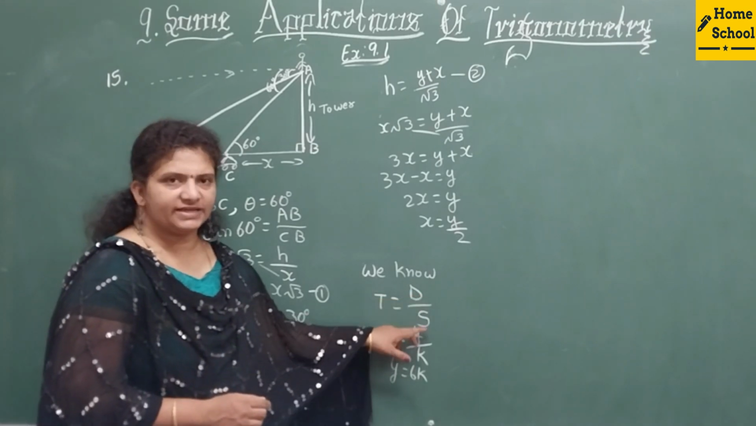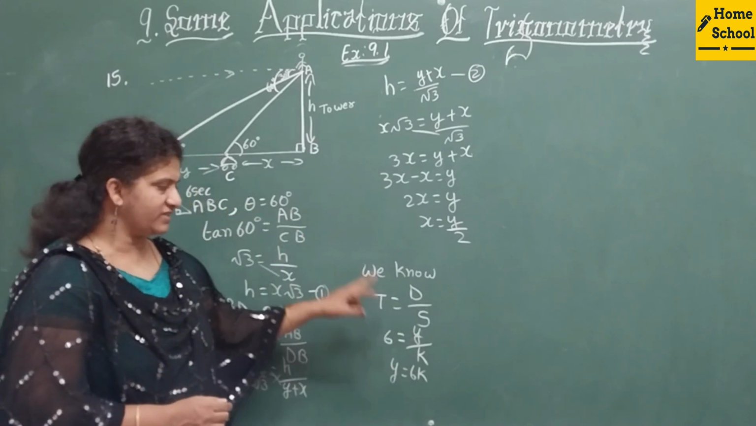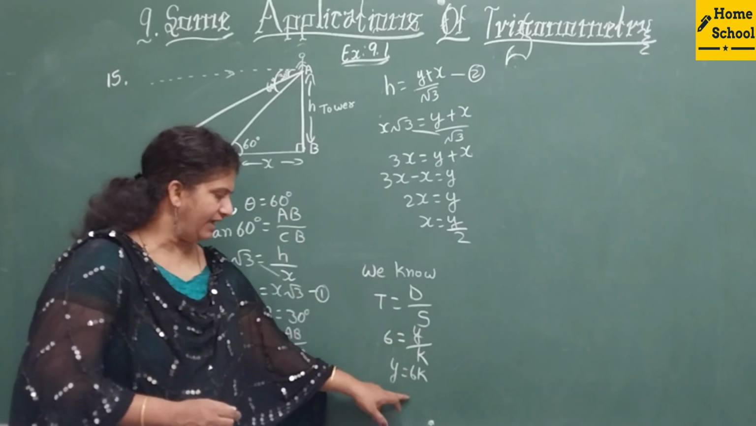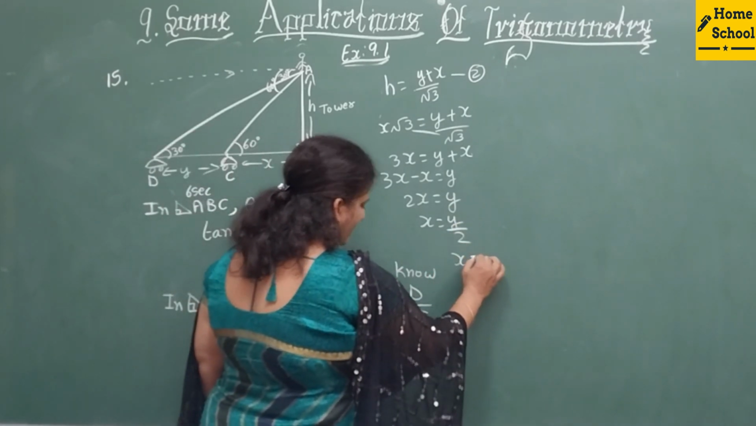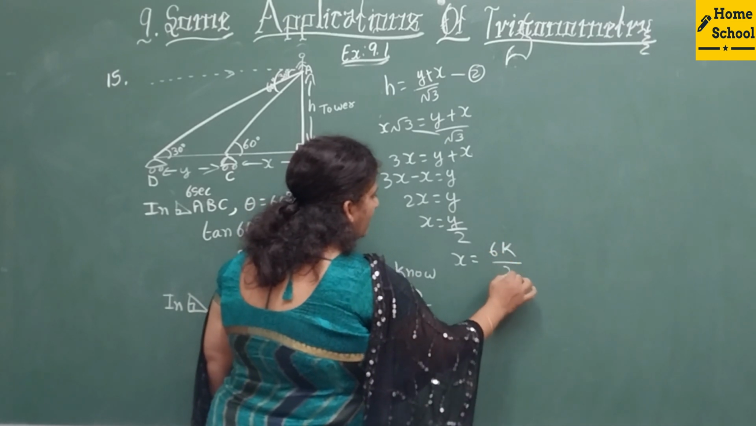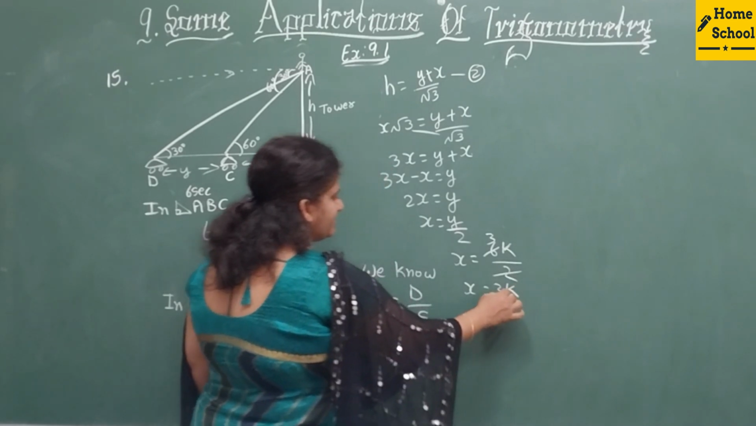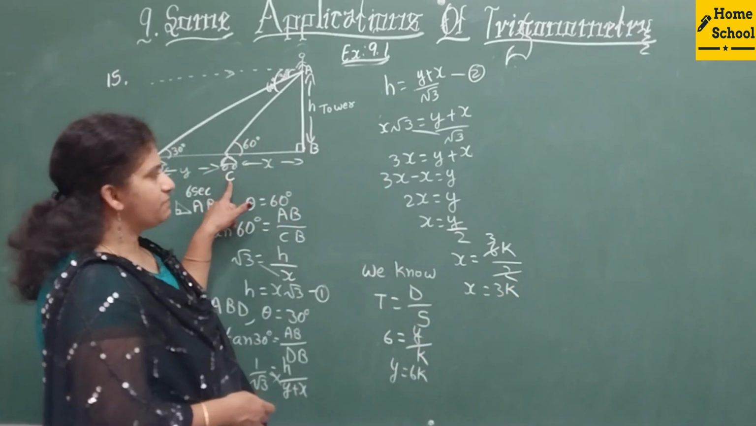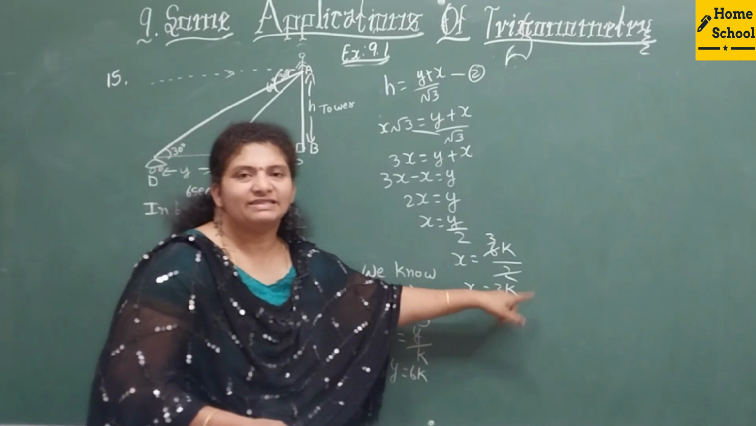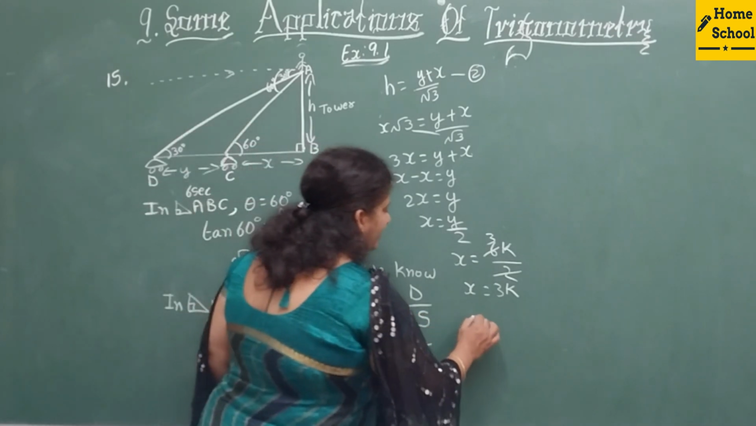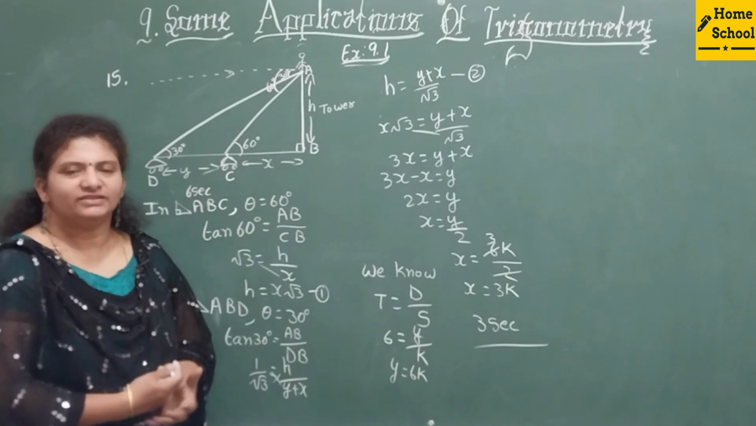Time is equal to distance by speed. Time 6 seconds given. Distance we have assumed it as y. Let us assume speed as k. 6k. Now this y value substitute here. X is equal to 6k by 2. That is 3k. X is equal to 3k. That means from this point C to reach the foot of the tower, the car takes 3 seconds. That's it. Therefore, it takes 3 seconds to reach the foot of the tower.